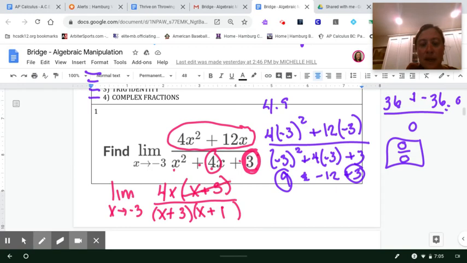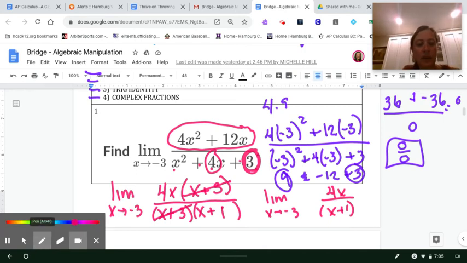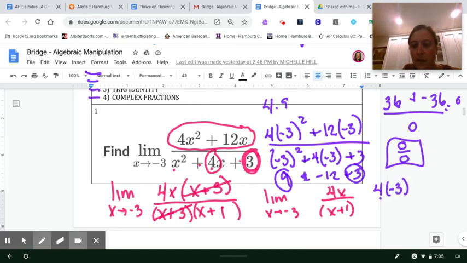The x plus 3 on top can divide with the x plus 3 on the bottom. So I really have the limit as x approaches negative 3 of 4x over x plus 1. And then I'm just going to go back to that easy direct substitution to evaluate this limit. So I'm going to substitute in 4 times negative 3 all over negative 3 plus 1. So I've got negative 12 over negative 2, which I believe gives me a positive 6.